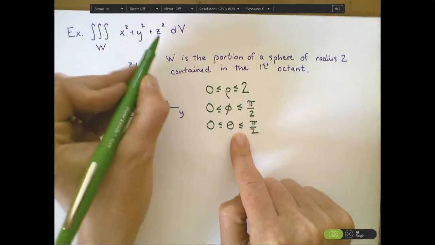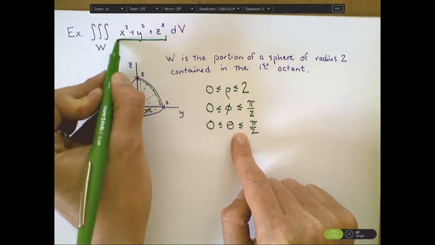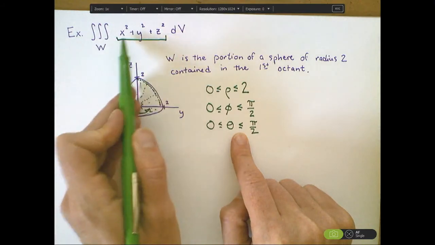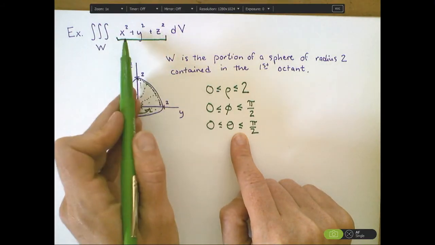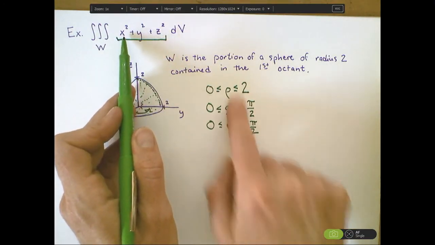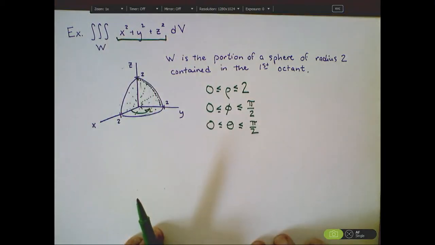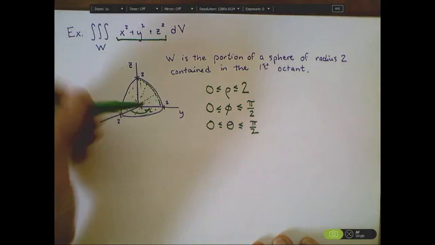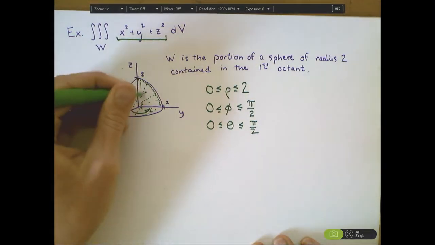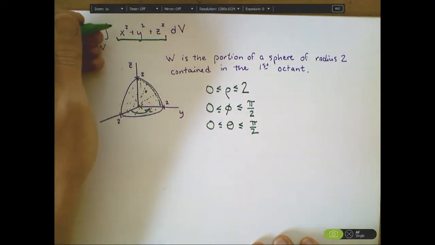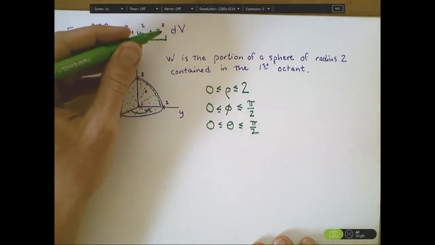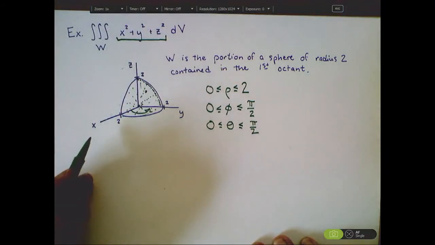Thankfully, the function that we're looking at, because in order to integrate in spherical coordinates, we also have to convert this function into spherical coordinates. x squared plus y squared plus z squared. Notice by Pythagorean theorem, that's just going to be the distance from the point to the origin squared, because rho squared is equal to x squared plus y squared plus z squared by Pythagorean theorem.